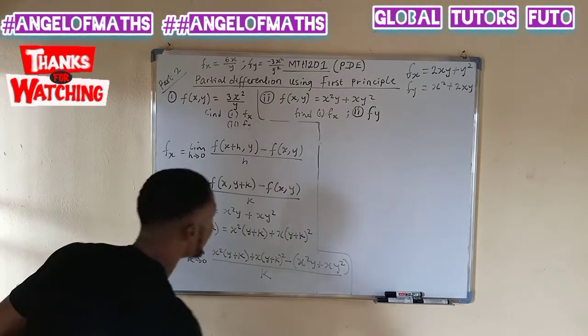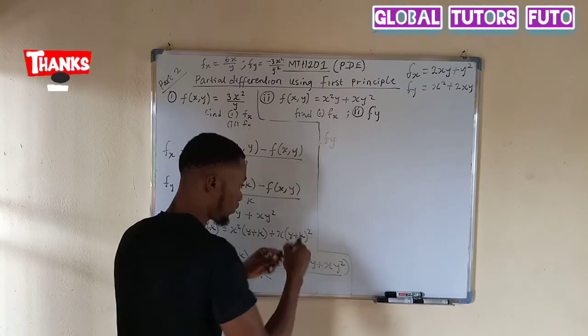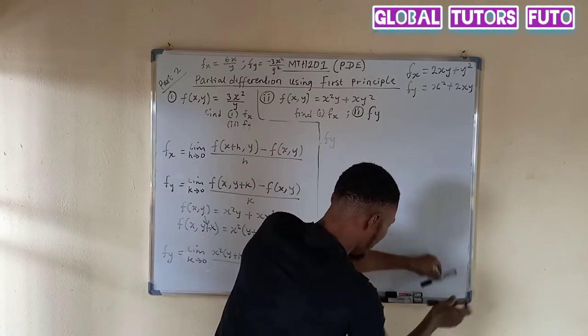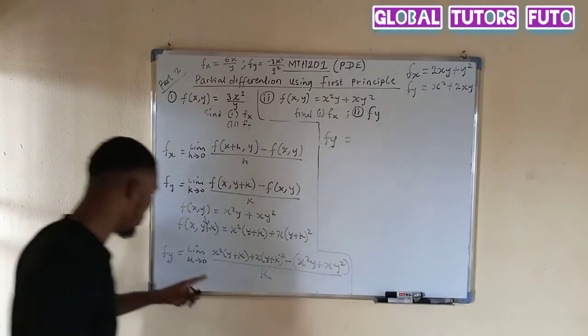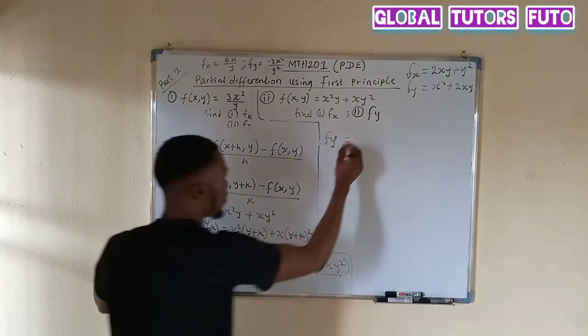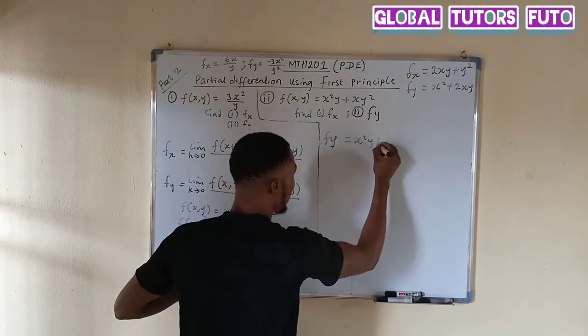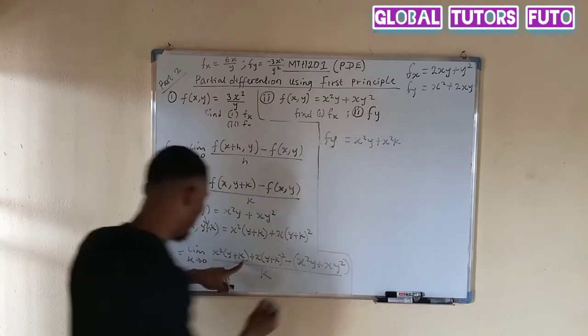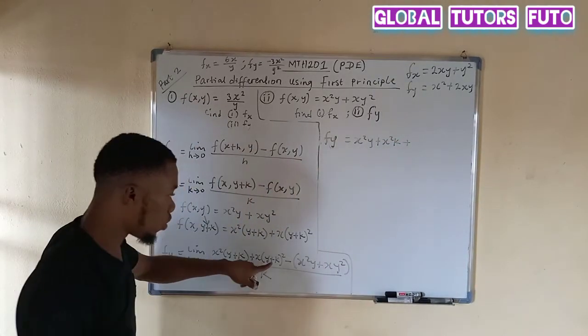So if we should expand this, our f of y, if we should expand that, our f of y will be equal to x squared times this will give us x squared y, x squared times this will give us plus x squared k, now plus this is x into y plus k all squared.